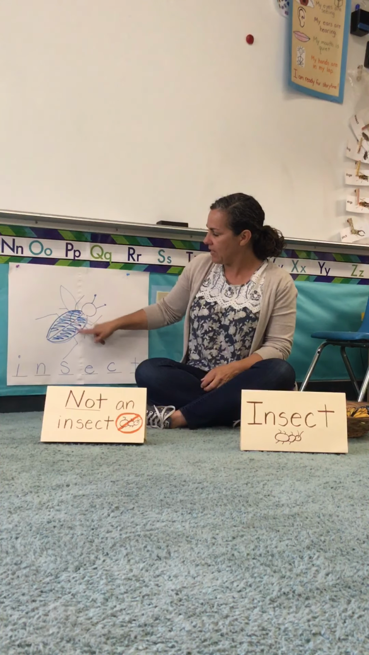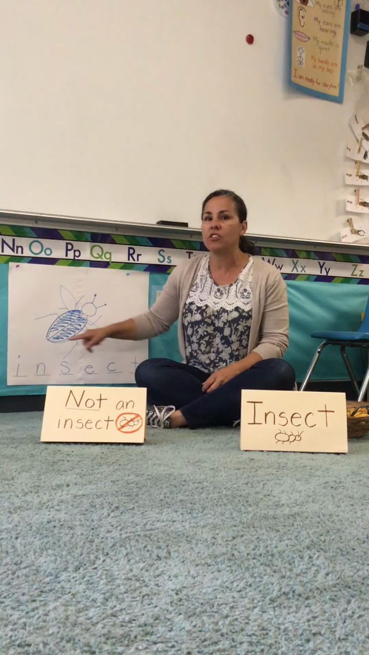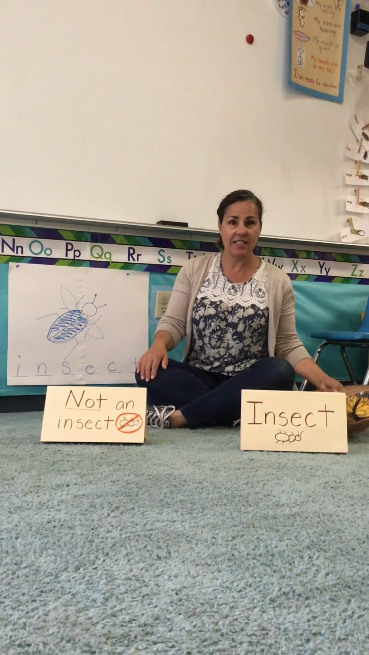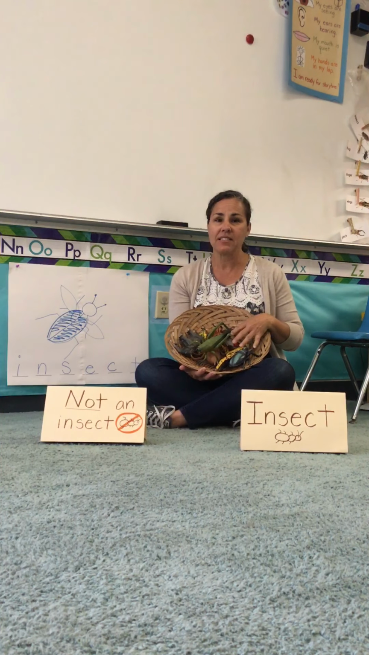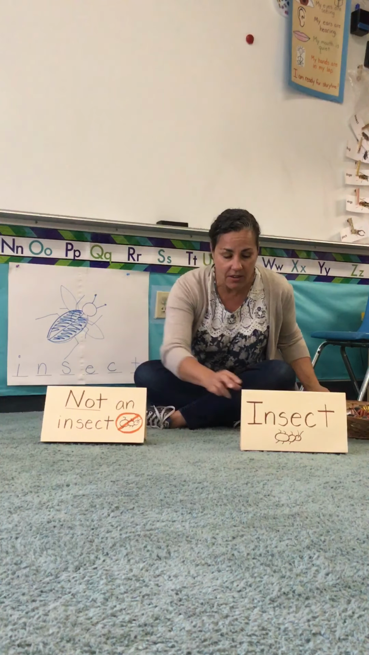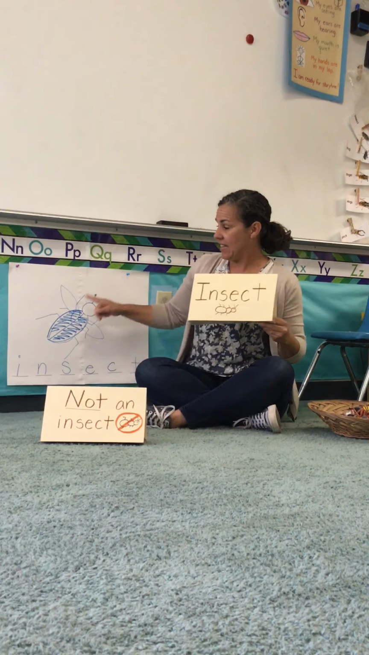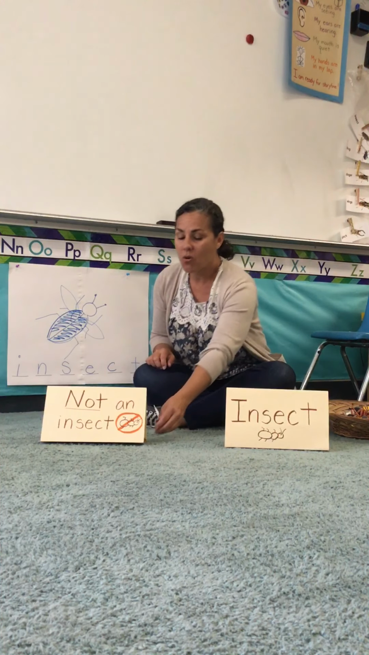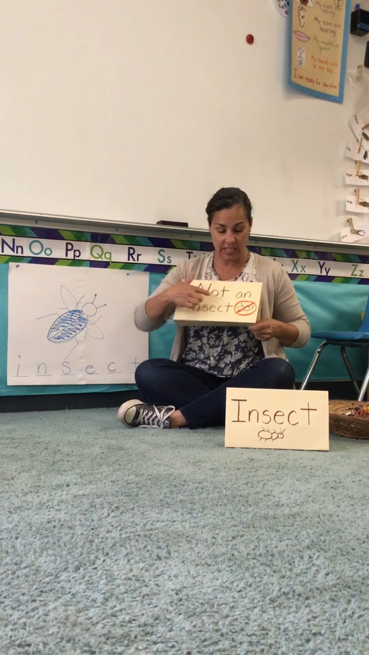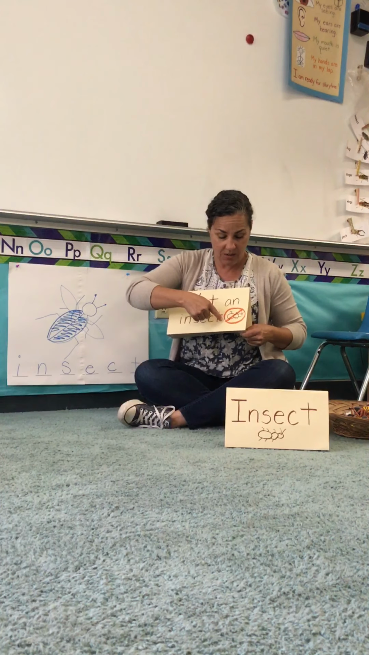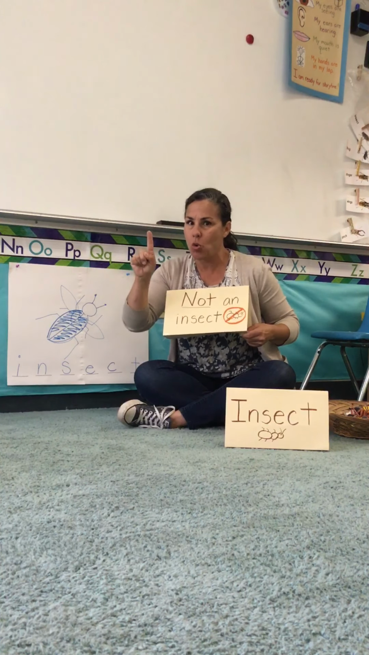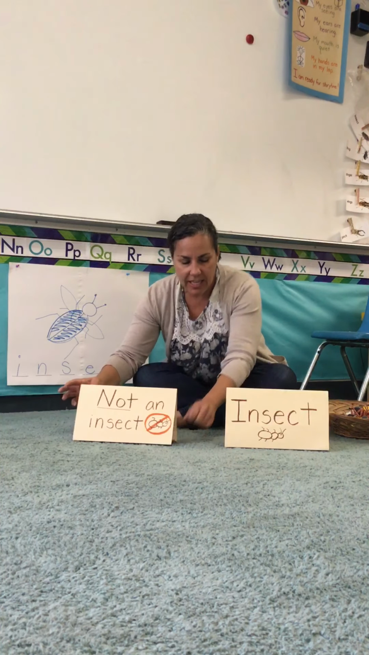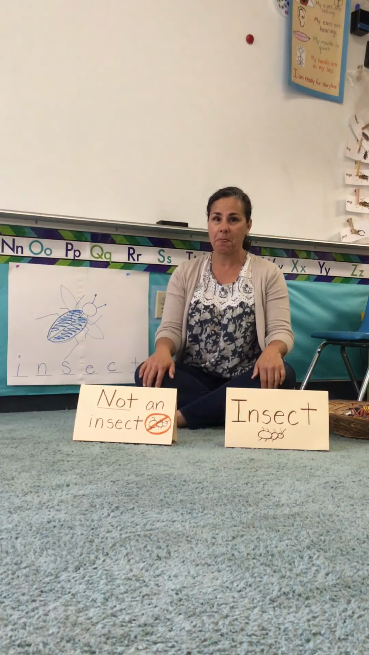Some insects have wings, and some insects have hard shells to protect them. So today we're going to look at some animals that I collected in this basket, and we're going to decide if they are an insect and they have those qualities, or if they are not an insect. And you see how I drew that red circle with a line through it? That means no. The animals that are not an insect will go here, and the animals that are an insect will go here. Are you ready?